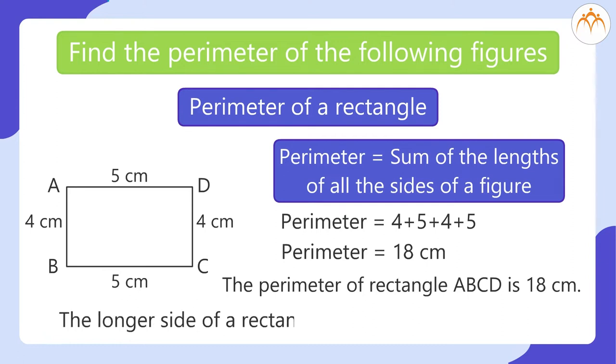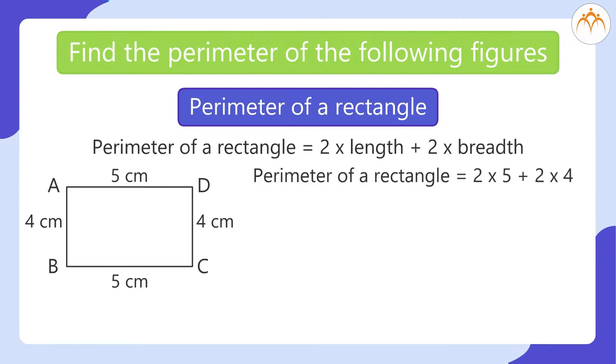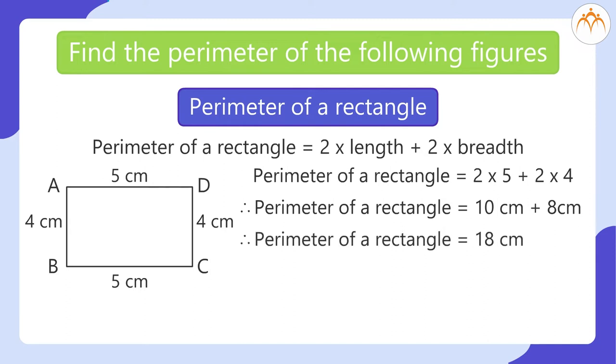The longer side of a rectangle is also called breadth. Hence, the formula is as follows. Perimeter of a rectangle is equal to 2 multiplied by length plus 2 multiplied by breadth. Let's calculate now. Perimeter of a rectangle is equal to 2 multiplied by 5 plus 2 multiplied by 4. Therefore, perimeter of a rectangle is equal to 10 cm plus 8 cm. So, perimeter of the rectangle is 18 cm.